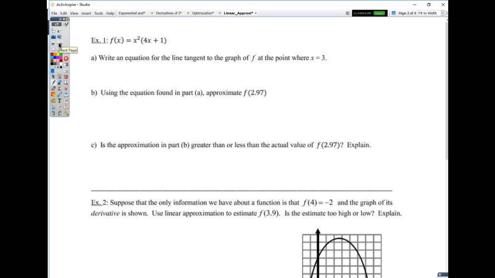So flip this over. We're going to try to take out this first example. Hopefully we'll get through that before the bell rings. We should. It's not terrible. First thing I would like you to do is write the equation of a tangent line of the graph f at the point where x is equal to 3. I need a point. How do I find a point? What do I have to figure out? 9 times what?